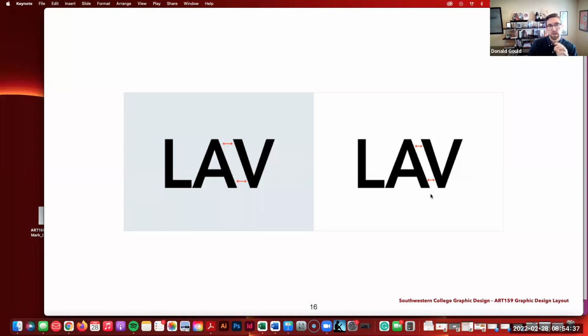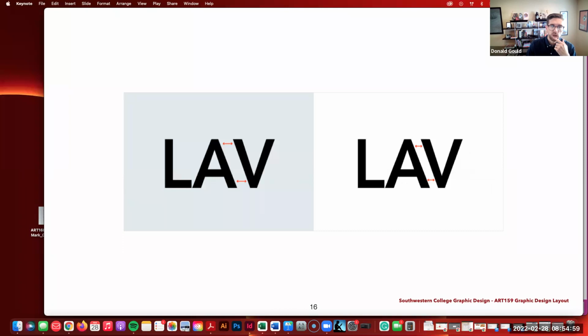So over here on the right, we can see that by pulling in the actual V closer to that capital letter A, it feels a little bit more appropriate. You can still read it very well, and the spacing seems a little bit easier to read, more effective for those particular letter forms. So kerning has to do with the space between individual letter forms.